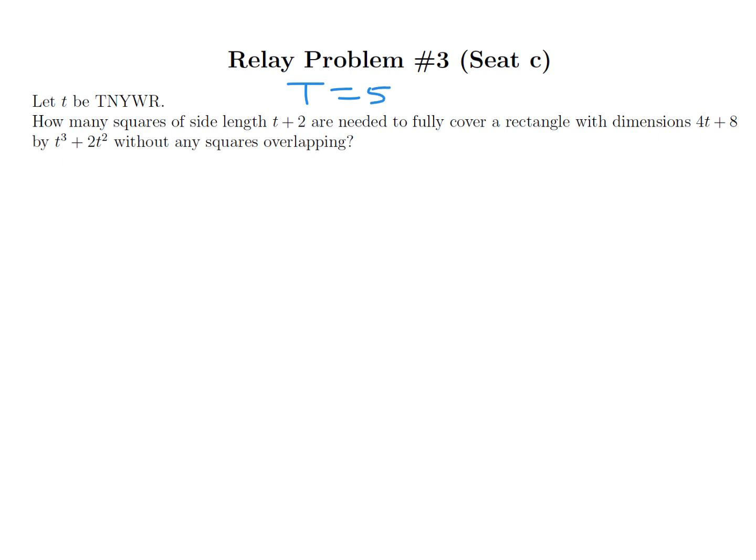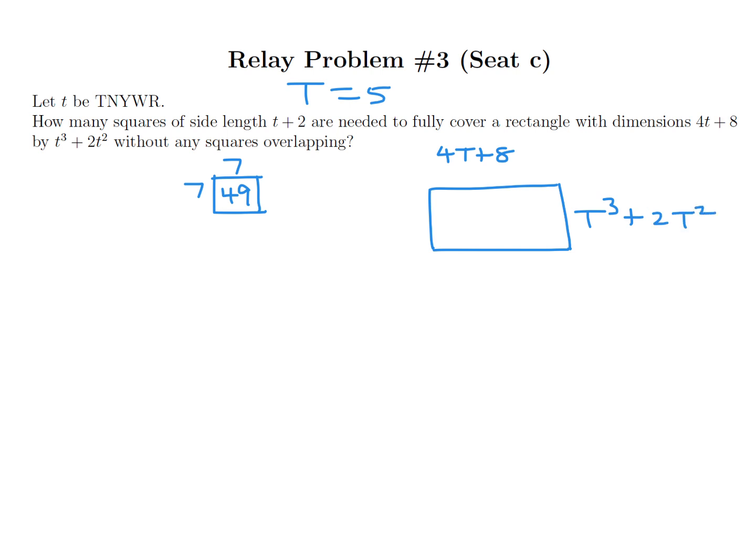How many squares of side length t plus 2 are needed to fully cover a rectangle with dimensions 4t plus 8 by t to the power of 3 plus 2t squared without any squares overlapping? Okay, so t plus 2, first of all, is 7. So we have a square that's 7 by 7, which is a 49 area. Then we have a large, much larger rectangle. It's obviously much larger than what I've drawn. And the dimensions are 4t plus 8, and then t to the power of 3 plus 2t squared. And I probably have them reversed. This is probably the longer side, to be honest. But that's okay. You guys understand.